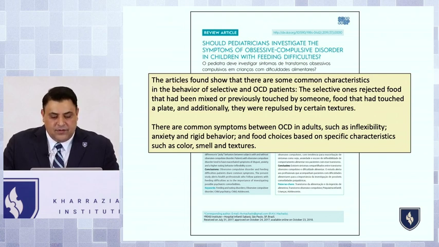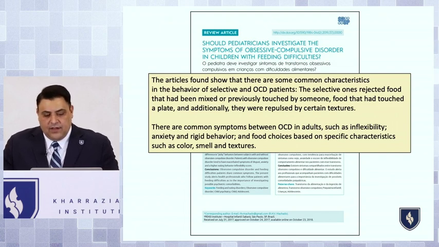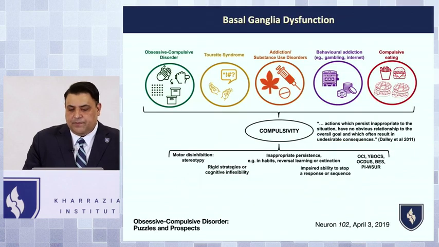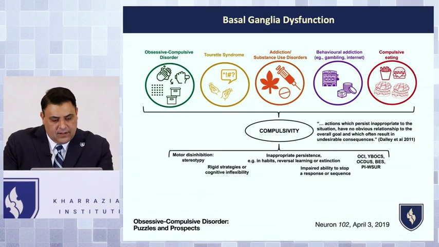There are common symptoms between OCD and adults, such as inflexibility, anxiety, rigid behavior, food choices, specific characteristics, color, smell, and textures. So if the frontal lobes become more efficient in children that don't have PANDAS PANS, you can sometimes see some nice change with those patterns.